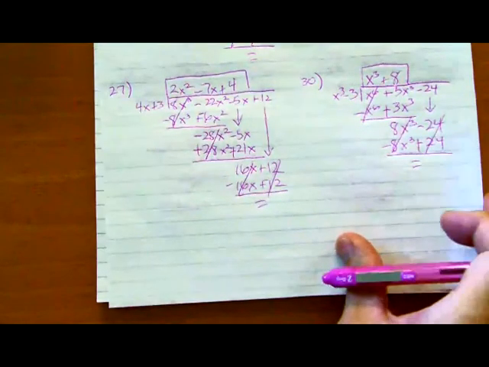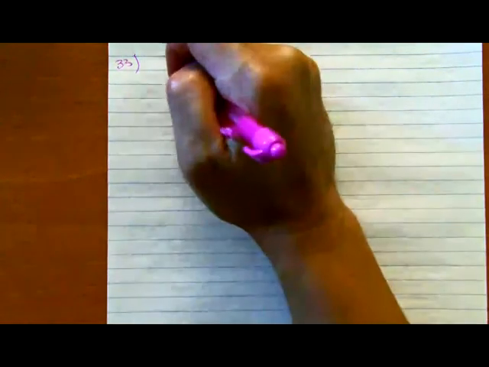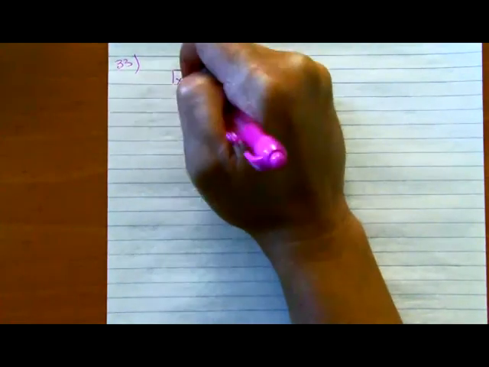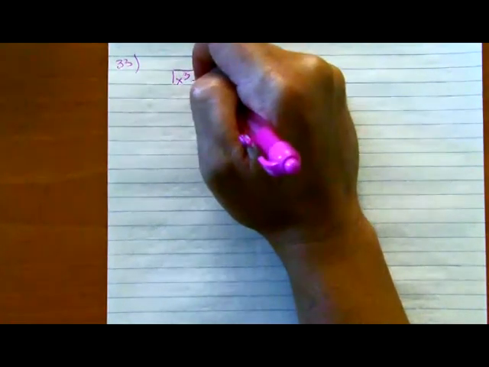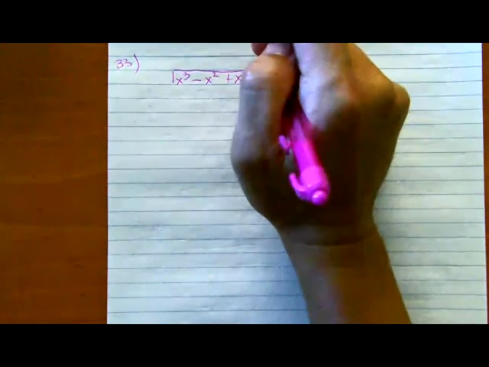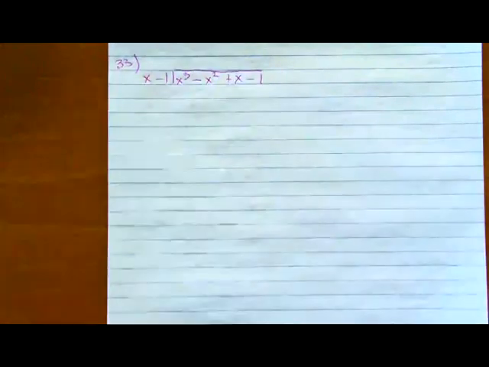Last one, 33. Says, okay, I'm going to use x instead of t. X to the 3rd minus x to the 2nd plus x minus 1 divided by x minus 1.